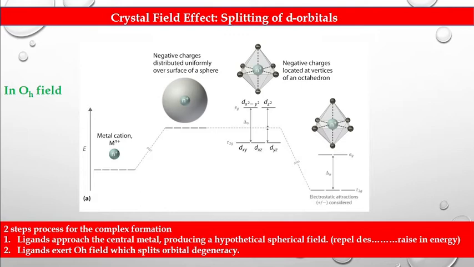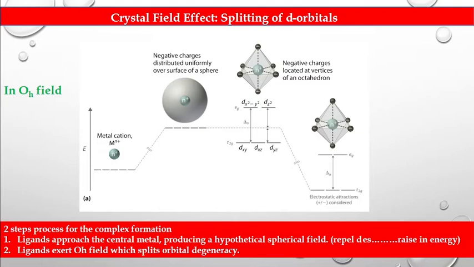The orbitals which are along the axes, that is dx square minus y square and dz square, the interaction energy will be more. That means the electrostatic repulsion will be more. Therefore, their energy will be raised. And the orbitals which are in between the axes, there are no ligands approaching, so the energy will be less. So for dxy, dxz, dyz, these 3 orbitals, the orbital energy becomes less.